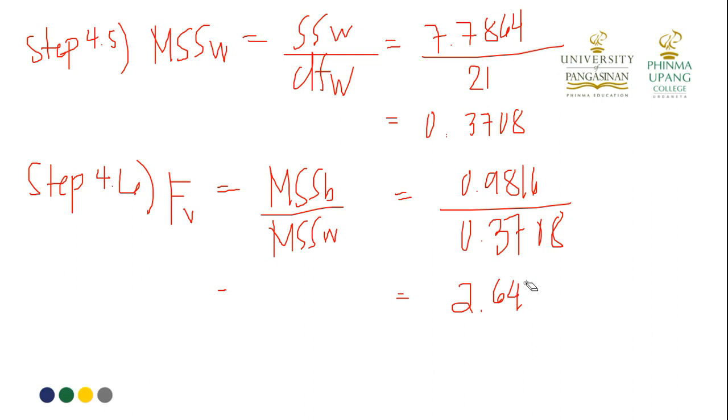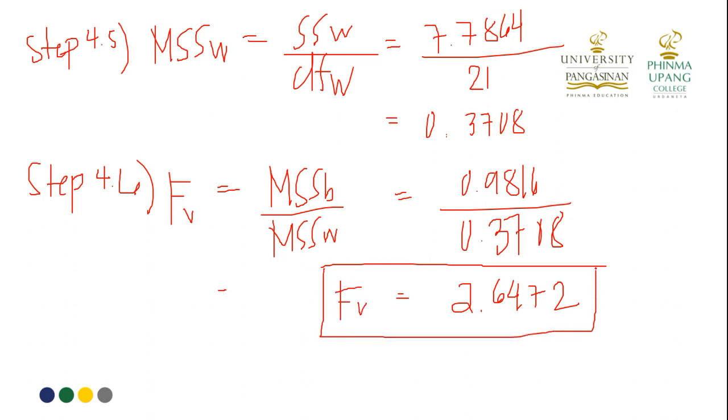So this is what we call the F value. Kung meron tayong Z value, meron din tayong F value. Next, diyan nagtatapos ang ating step 4. Let's move on to step 5.